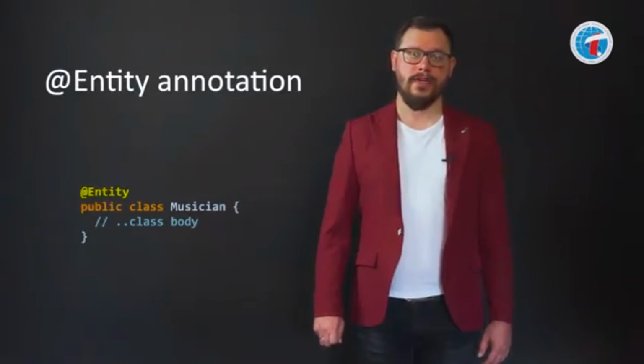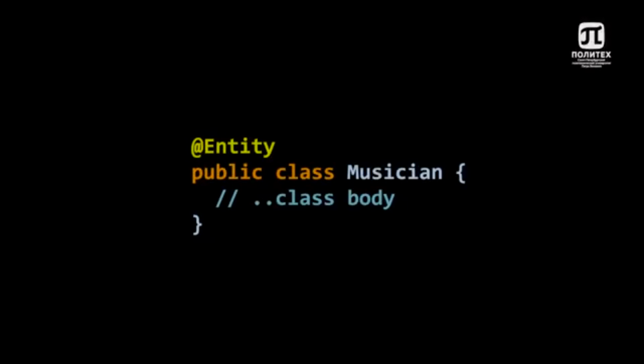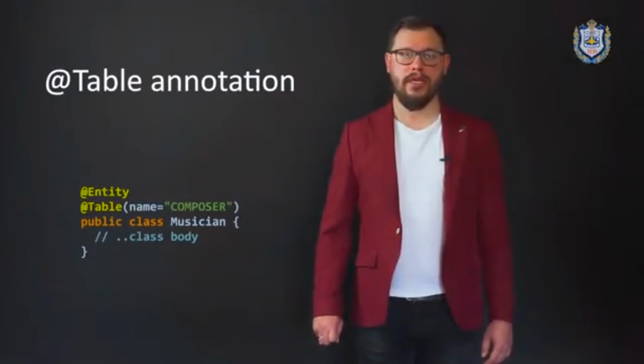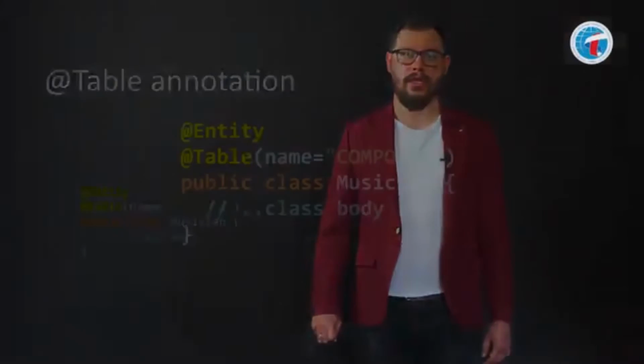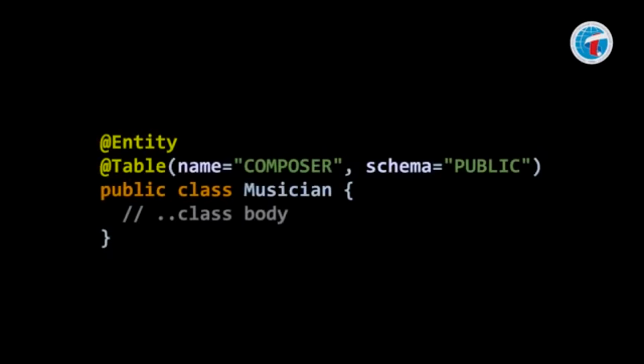In order to define an entity, you must create a class that is annotated with the entity annotation. The entity annotation is a marker annotation, which is used to discover persistent entities. By default, this entity will be mapped to the musician table, as determined by the given class name. If you wanted to map this entity to another table, you could use the table annotation to do that. Here's how you would map the musician class to a composer table. Additionally, you could add the schema to the table annotation.